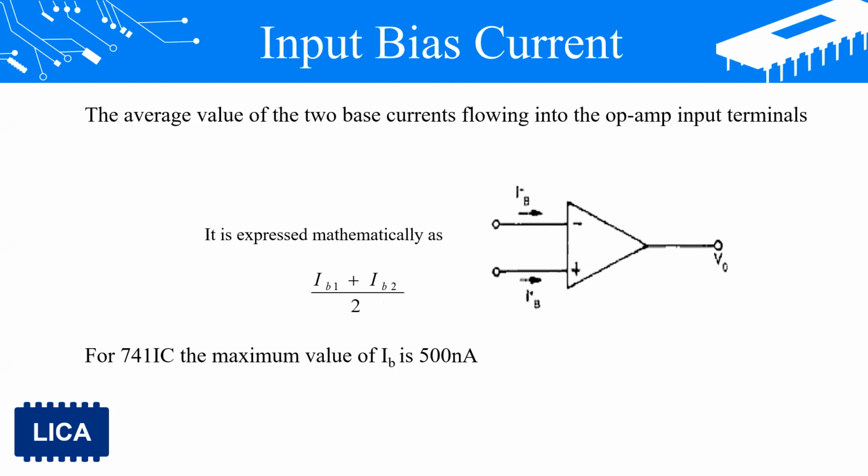Assume that you are not giving any input voltage to the op-amp, Vin equal to zero. Even though you are not giving input voltage, some amount of output voltage will be generated due to the base currents, the bias currents IB plus and IB minus. We have two terminals in the op-amp, non-inverting and inverting. The current flowing through the non-inverting terminal is called IB positive, and the current flowing towards the inverting terminal is called IB minus.